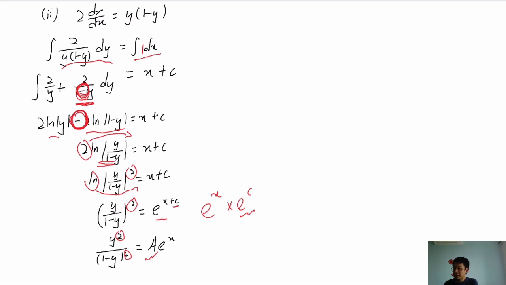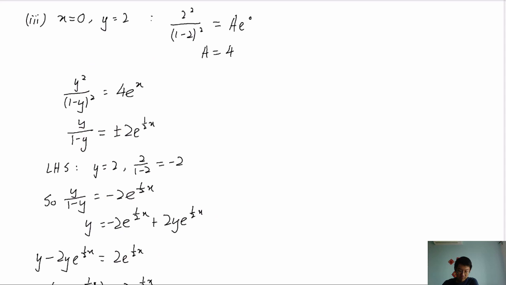Okay, so that would be for part 2. And for part 3, it's given that x equals 0 and y is equal to 2. So we need to find the value of a in this case. Since we already have the result in part 2, we can just substitute the values of x and y in, and very easily find out the value of a. So substitute back, what is the value of a in this case?